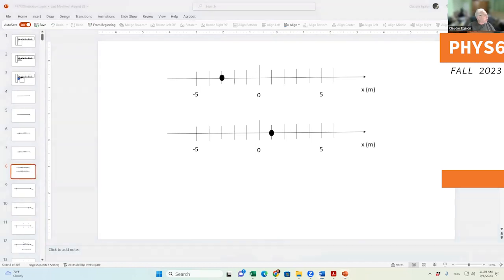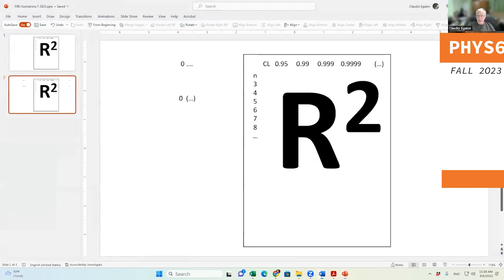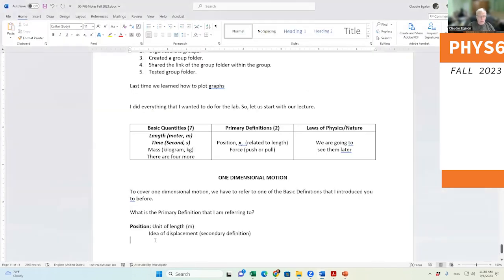Having said that, I'm going to introduce you another concept. Not just the primary definition, but what I call a secondary definition. The secondary definition is called the displacement. We are going to make use of this idea.